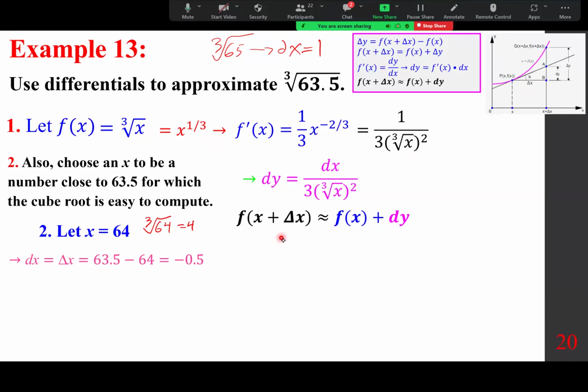So f of x plus delta x can be approximated by the cube root of x, which is f of x, plus dx over 3 times the cube root of x quantity squared. Please understand, whether I put the 2 in or out makes no difference. In other words, the cube root of x squared is the same as this one. I hope you know that. So what we want is the cube root of 63.5. So we have those functions, right, everybody?